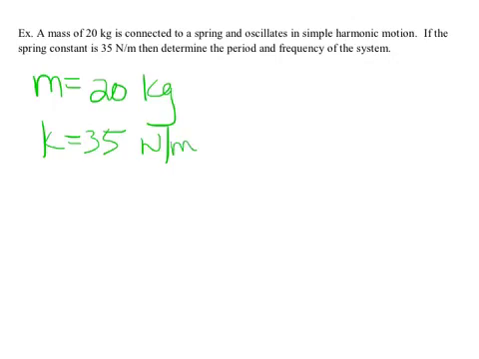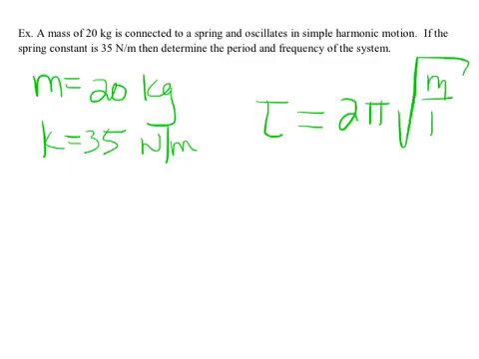What we have here again is a mass of 20 kilograms and a spring constant of 35. It's in simple harmonic motion, which tells us that we can use our period formula from the other day. Somebody raise their hand, please. Tell me what we got for the period formula from the other day. Erica? Tau is equal to 2 pi times the square root of m over k. That's m over k, very good.